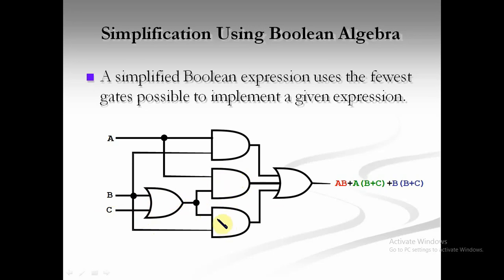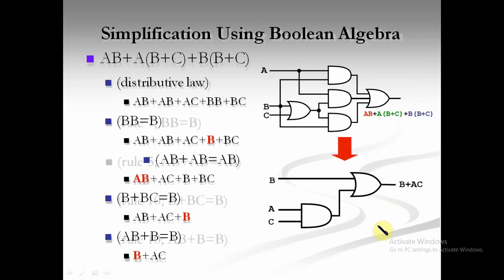The third AND gate has the input B plus C, the OR gate, meaning B or C, and B itself. All three are ORed together: first AB, second A in bracket B plus C, and third B in bracket B plus C. Simplification using Boolean algebra: here we take one example with a logic diagram and see which laws we use.